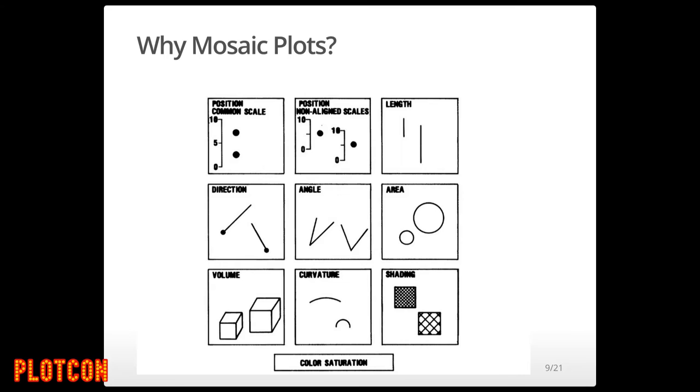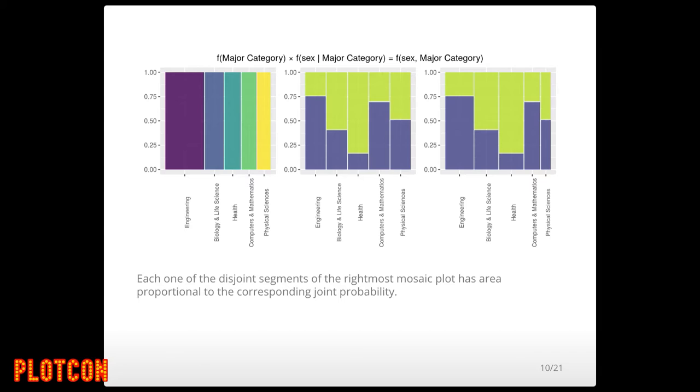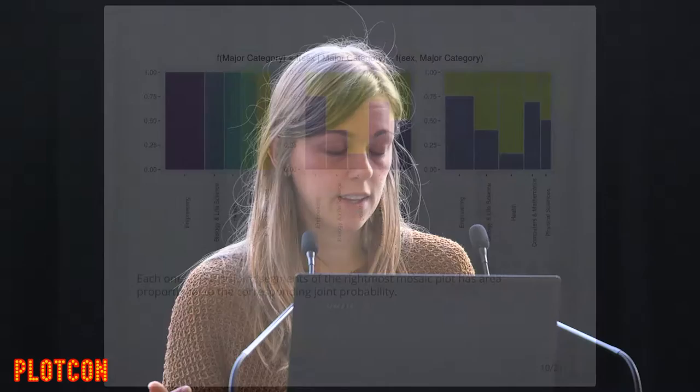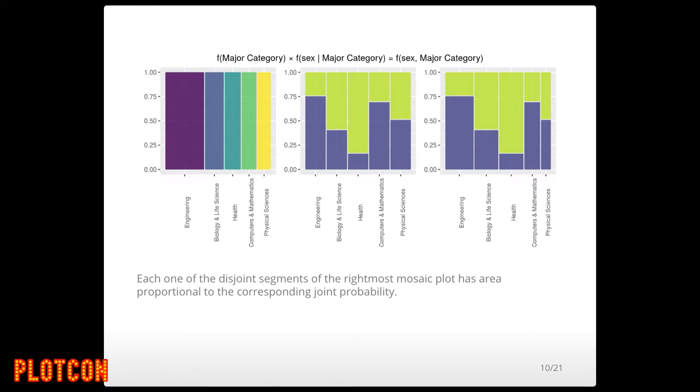So in this example, we can see how a mosaic plot is composed of the product of the marginal distribution of, in this case, a STEM major category, and the distribution of sex conditioned on major category. So the result is that each one of the disjoint segments in the rightmost mosaic plot has an area proportional to the corresponding joint probability. Additionally, in the mosaic plot, the marginals can still be quickly estimated by looking at a single row or column.